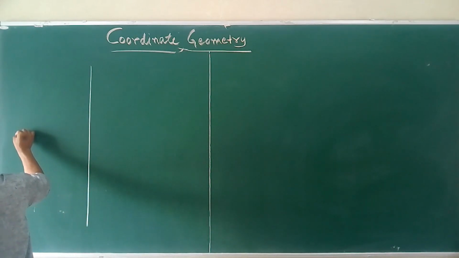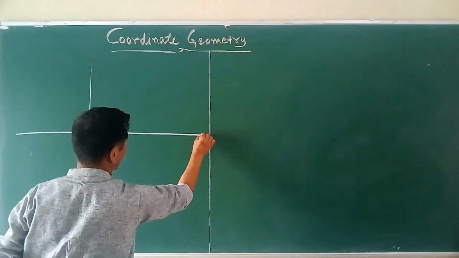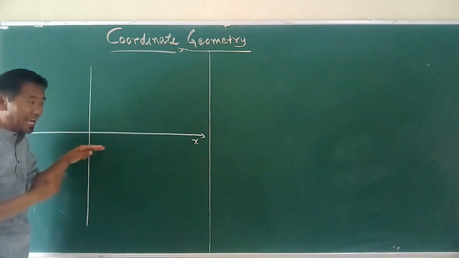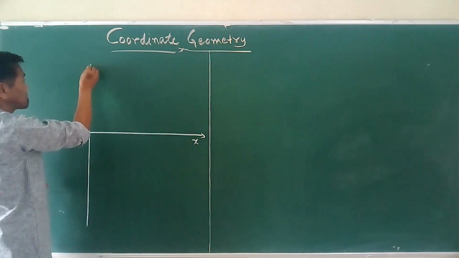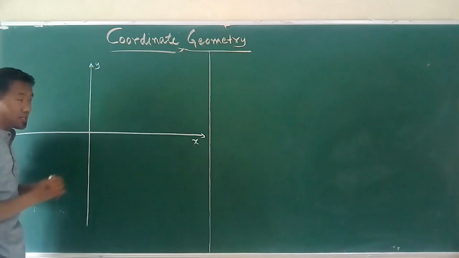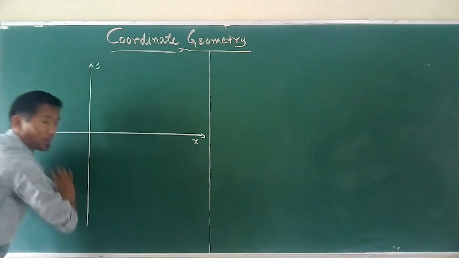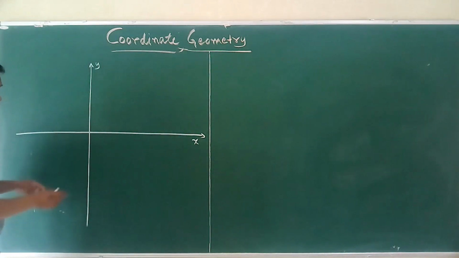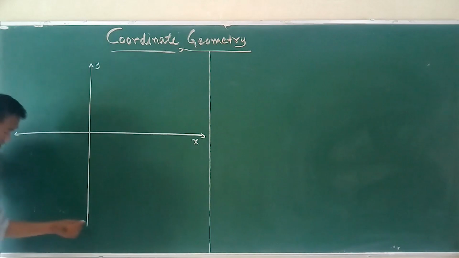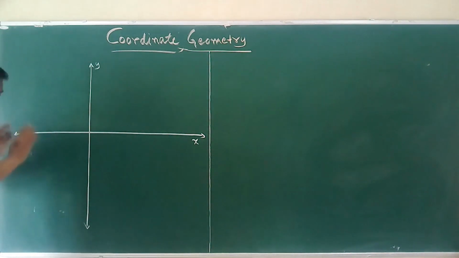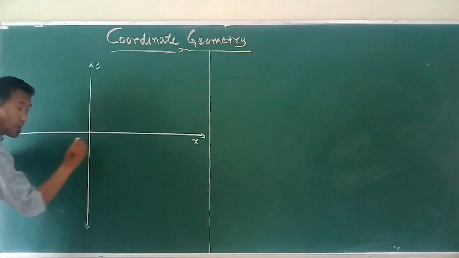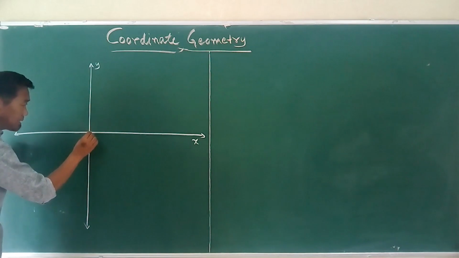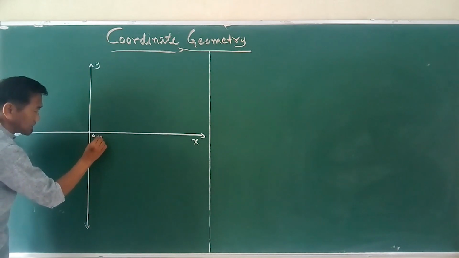So you draw a horizontal line, the x-axis. Then you have the y-axis. This plane is the Cartesian plane, or rectangular coordinates. The two lines are parallel and perpendicular, at a right angle to each other.